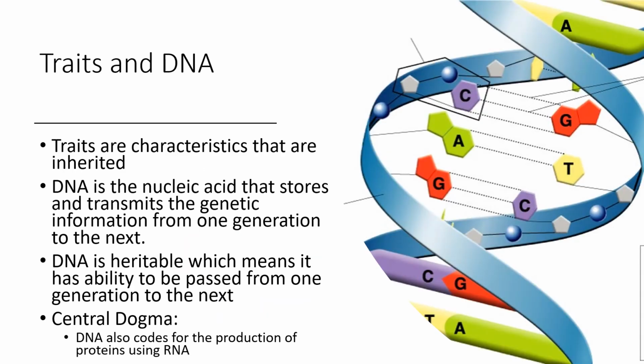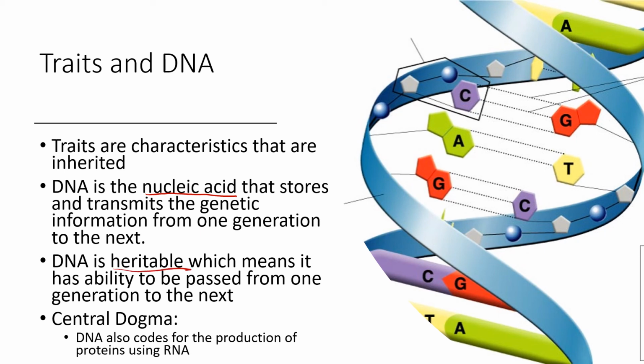So, moving on, first of all, traits. We want to go with our vocabulary first as normal. Traits are going to be characteristics that are inherited. So, these are things that you inherit from your parents through your DNA. And DNA itself is a nucleic acid, so taking this back to macromolecules, it's a nucleic acid that stores and transmits genetic information. So this is how the traits are passed on.